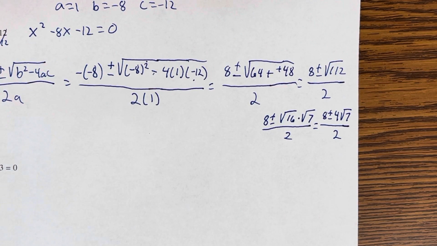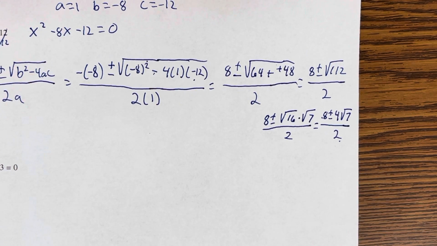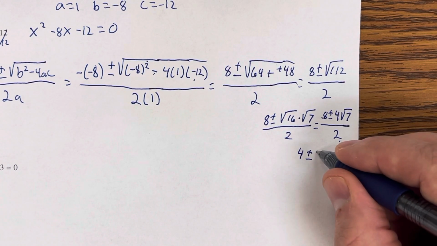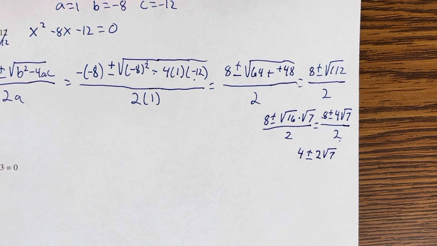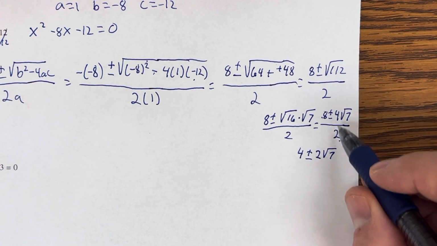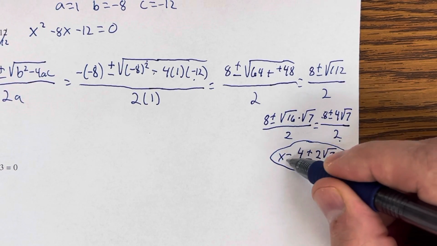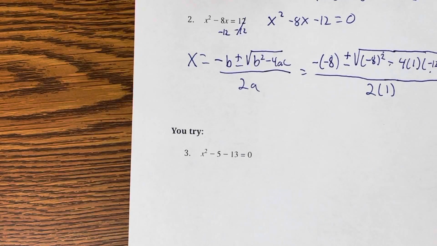I could even go one step further than this. 8 divided by 2 works, and so does 4 divided by 2. So I could change it to 4 plus or minus 2 times the square root of 7. And that would be our solution because I divided by 2 for both terms. And that is what x is equal to. I will leave it right there. If you want to get the decimal, you can plug it into your calculator. There are 2 Utries. Give them a shot.